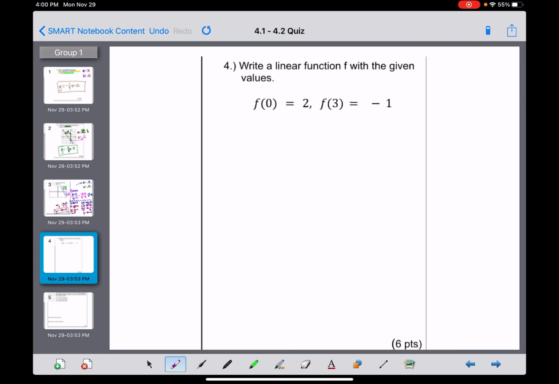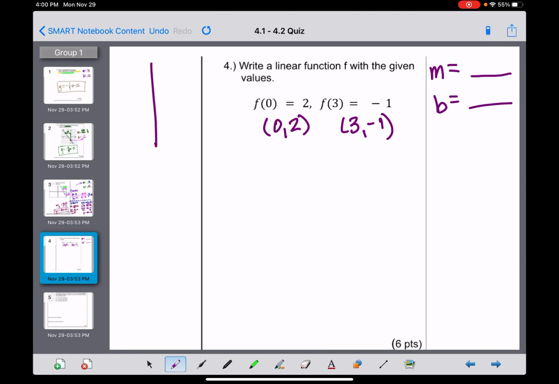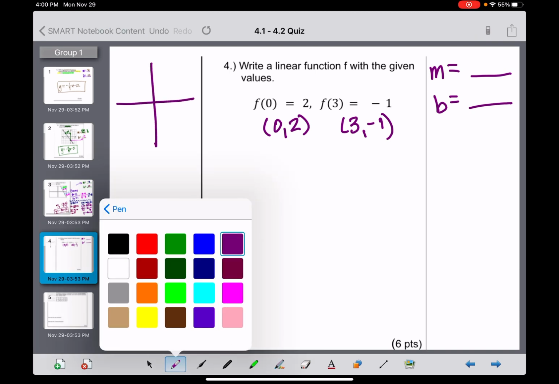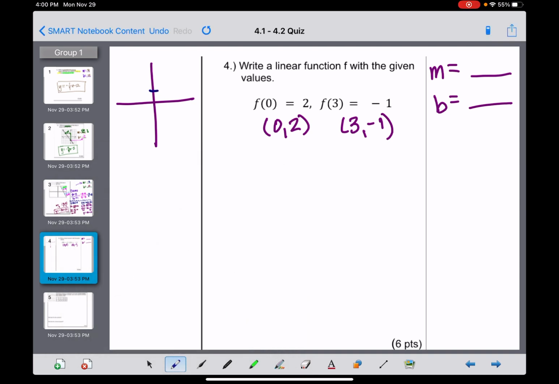What two things do we need to write a line? We need the slope and we need the y-intercept. I actually gave you the y-intercept. Remember, these are just fancy coordinates in disguise. So that is the coordinate 0, 2, and I also have the coordinate 3, negative 1. If I were to plot this just to show you, 0, 2 is on the y-axis. 3, negative 1 is just another point.